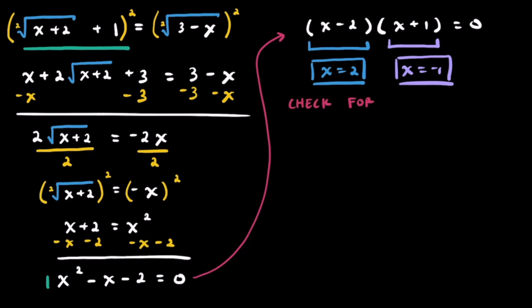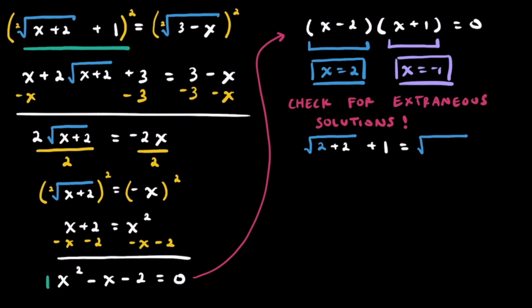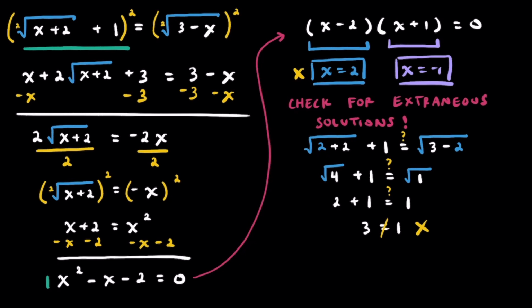Now let's check for extraneous solutions. Testing out that x is equal to +2, we get the square root of 2 plus 2 plus 1 is maybe equal to the square root of 3 minus 2. Simplifying a bit, we can get the square root of 4 plus 1 is maybe equal to the square root of 1. And simplifying a bit more, we get 3 is equal to 1, which is totally not true, so x equals 2 is an extraneous solution.